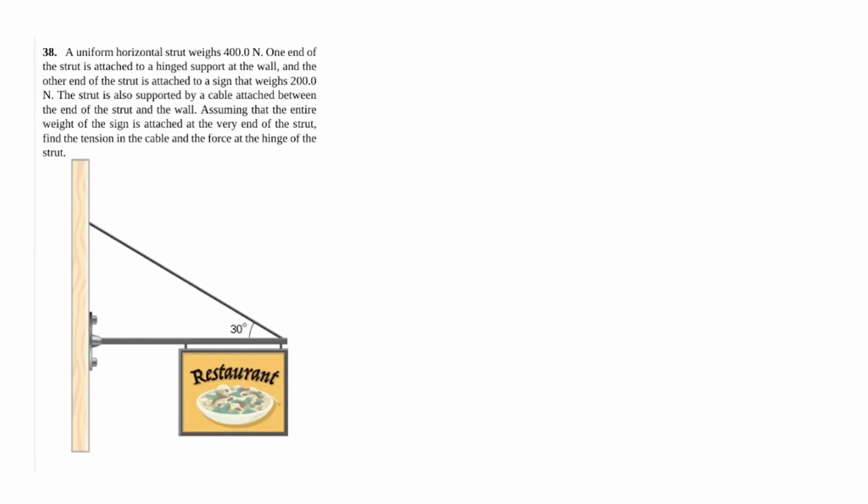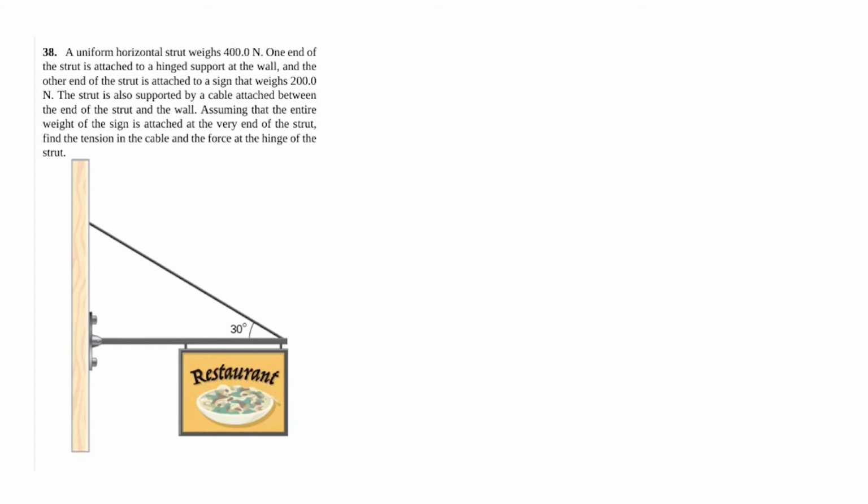One end of the strut is attached to a hinged support, you see that, at the wall, and the other end is attached to a sign, so you have the sign there, that weighs 200 Newton. The strut is also supported by a cable attached between the end of the strut and the wall. Assume that the entire weight of the sign is attached at the very end of the strut. Well, usually that wouldn't be the case, that would be somewhere here, but to make it easier for us to calculate, there is that approximation which wouldn't be so bad. So when I draw the free body diagram, I'm going to show the weight of the sign acting right here.